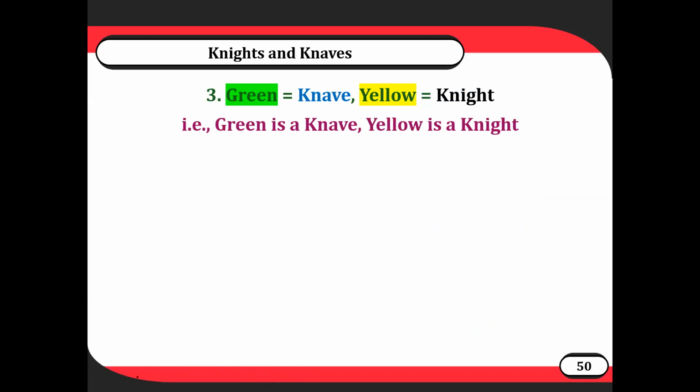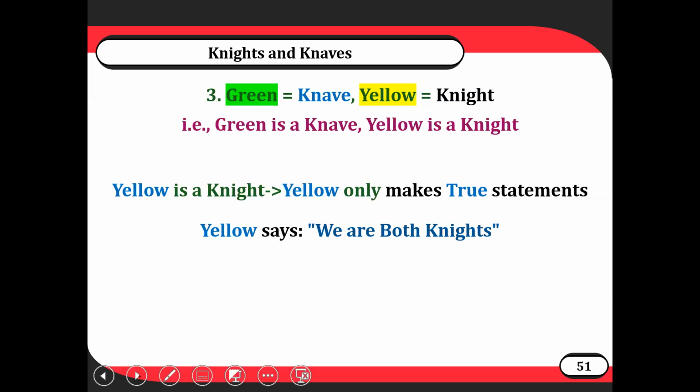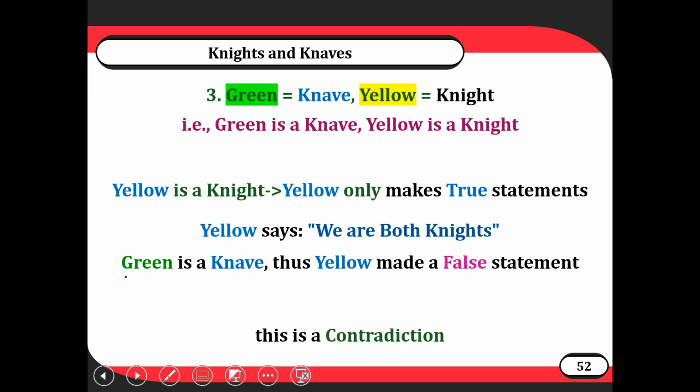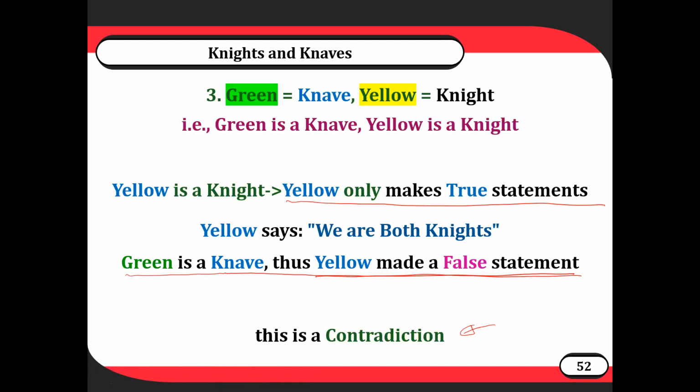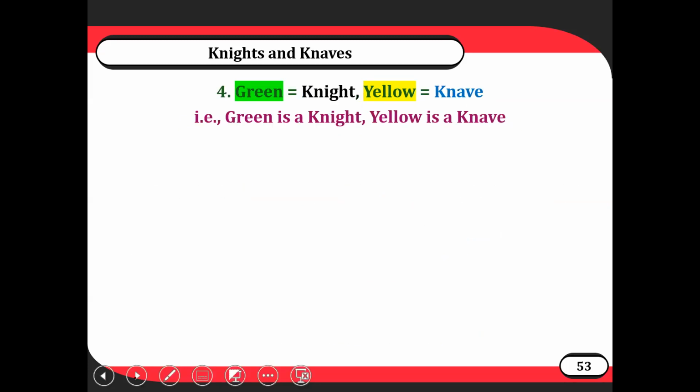So let's look at possibility three. Green is a knave and yellow is a knight. If yellow is a knight, then yellow only makes true statements. And yellow says we are both knights. However, green is a knave, and thus yellow has made a false statement. So yellow only makes true statements, but yellow made a false statement. Again, we have a contradiction. So number three can't be correct. That leaves number four. Green is a knight and yellow is a knave.